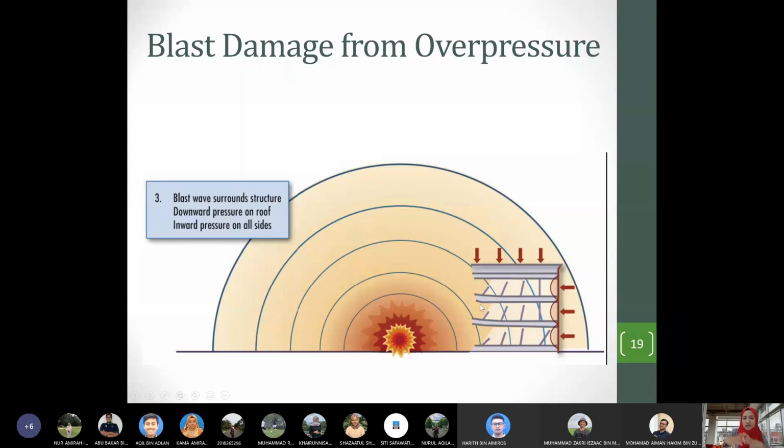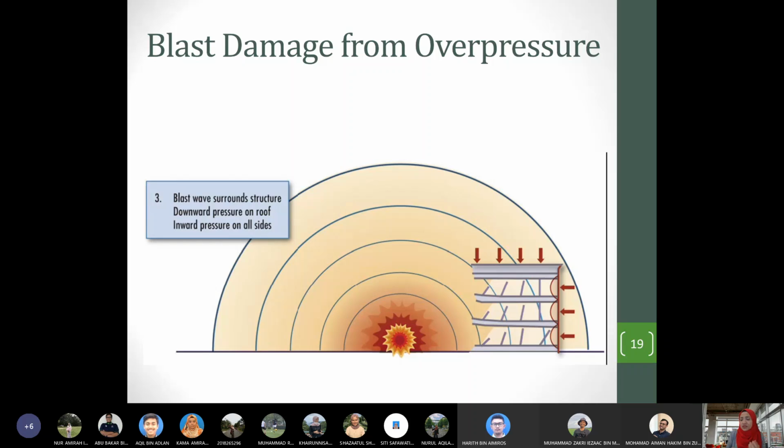And not just that, there is a further blast wave after the overpressure, that's the underpressure, and then that's a vacuum, right? So the blast wave would move back to the source of the explosion, or the ground zero. That will cause the other side of the building, or the top of the building, to be pushed downward. So there's a downward pressure on the roof, and there's also inward pressure from all the other sides of the building, and it causes further damage.